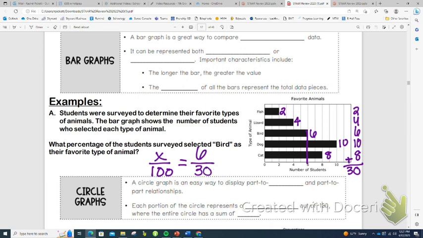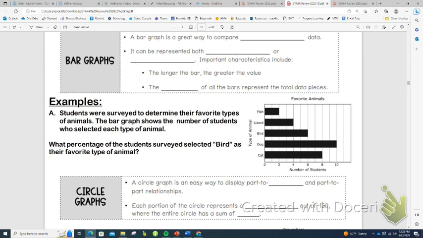Now you can solve this just like a proportion. You can cross multiply and divide right away, or you can simplify. If we simplify 6 and 30 by dividing both numbers by 6, we get 1/5. So I'm going to replace 6 over 30 with 1/5. And now I know to go from 5 to 100, I have to multiply by 20. So I'm going to do the same thing to 1 and multiply by 20, which gives me 20%. So that is how you can solve a problem from a bar graph using a proportion.